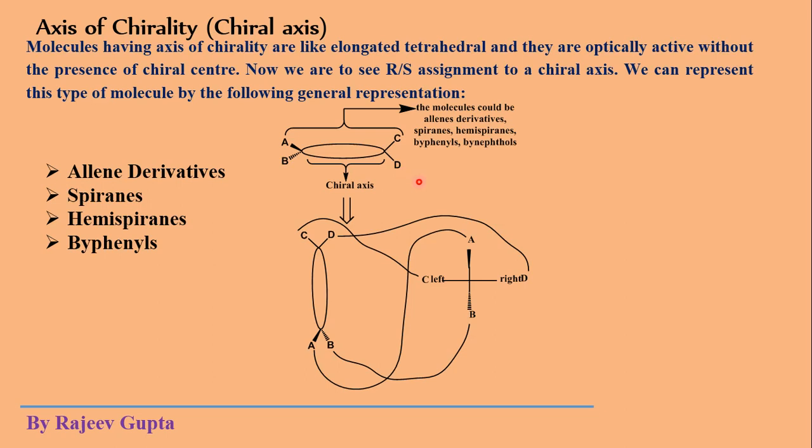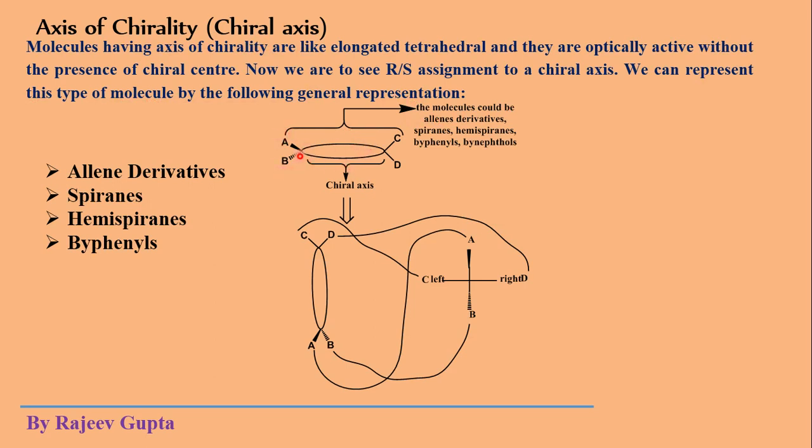Just presence of chiral axis makes the compound a chiral compound, an optically active compound, as we saw in symmetry criteria, where we check plane of symmetry and center of symmetry in a molecule. Both types of symmetries will not be present in these molecules which contain chiral axis. We can represent this type of molecule by the following general representation.